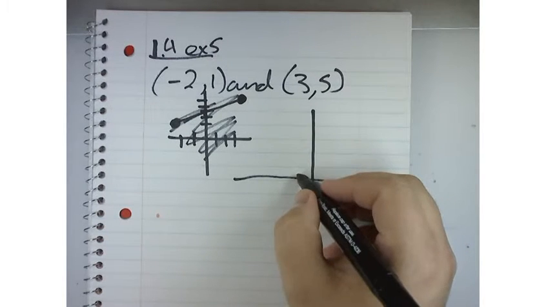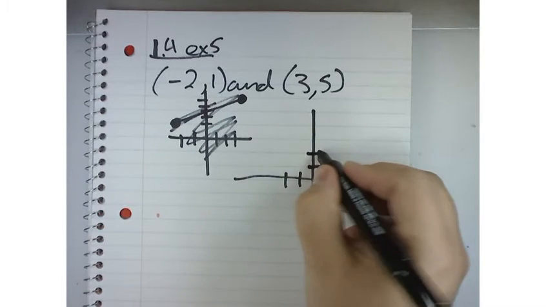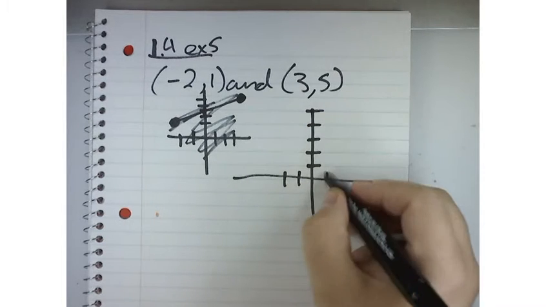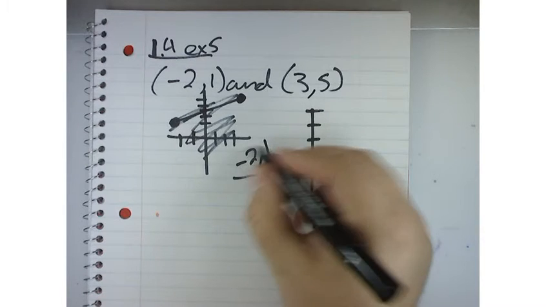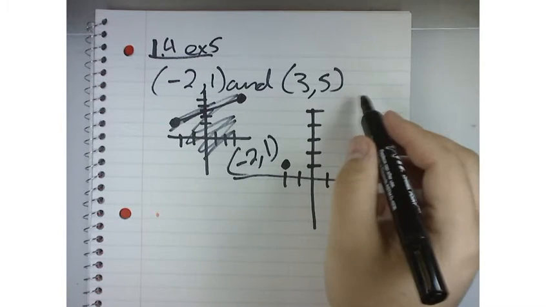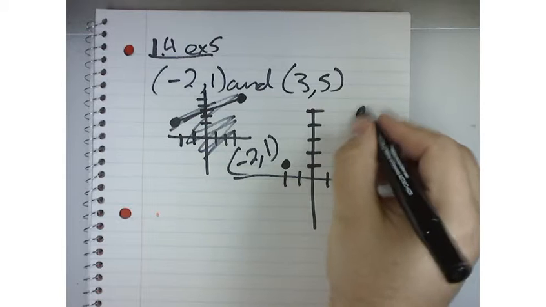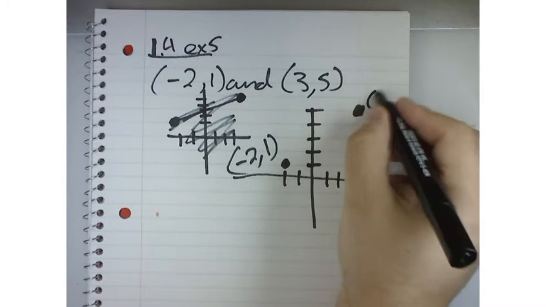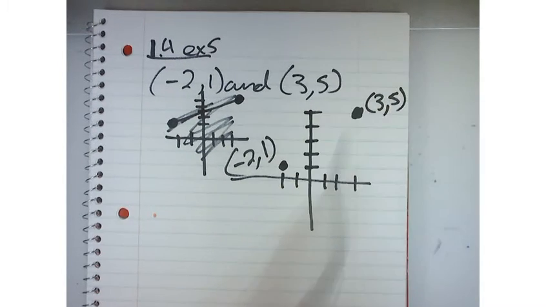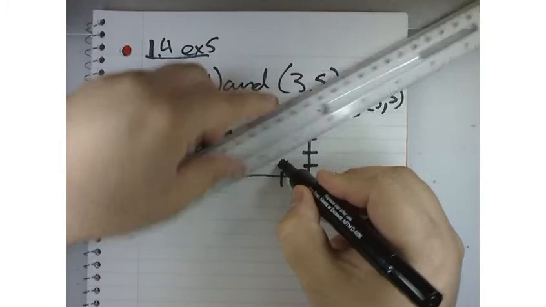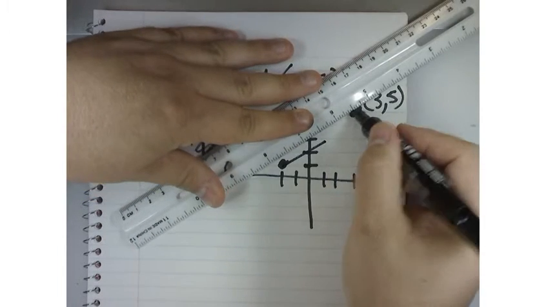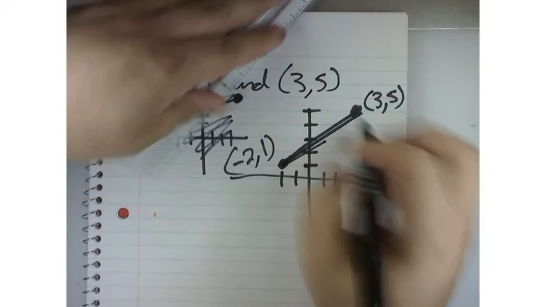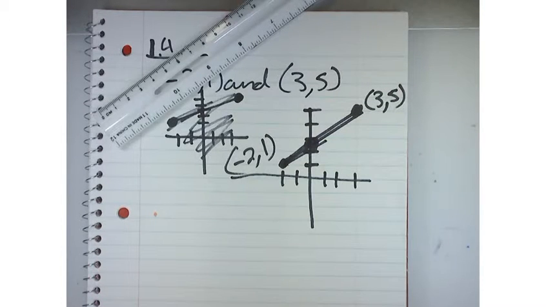Let's draw it to scale and we'll take a look at it. So I'm going to say -1, 2, and I'm going to go 1, 2, 3, 4, 5, and then 1, 2, 3. So I've got -2, 1 here. Okay, and then I've got 3, 5, which is about right here. And that is 3, 5. And I'm going to draw a line between the two. So I'm going to go from -2 to +3. The y-intercept is somewhere in there.